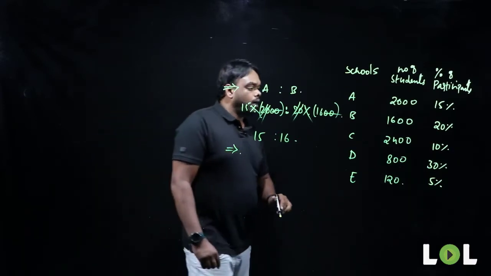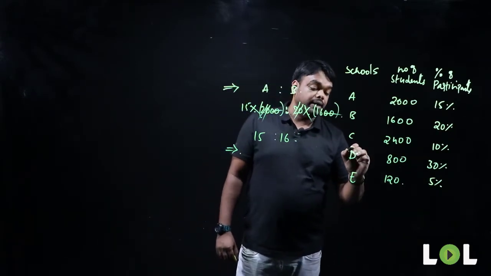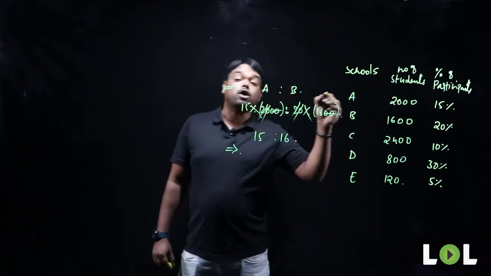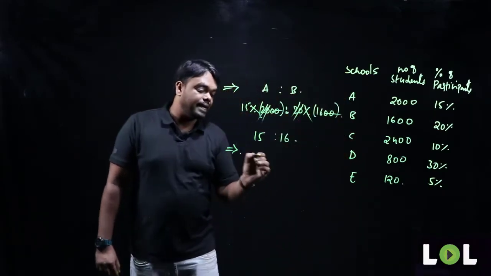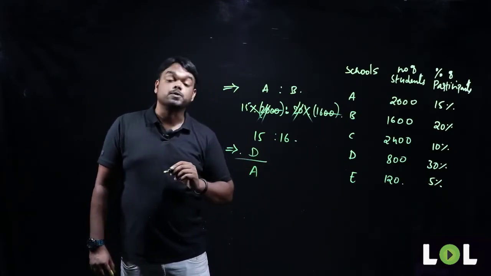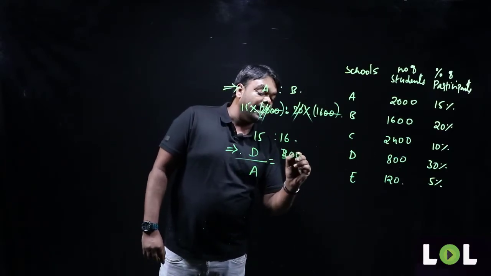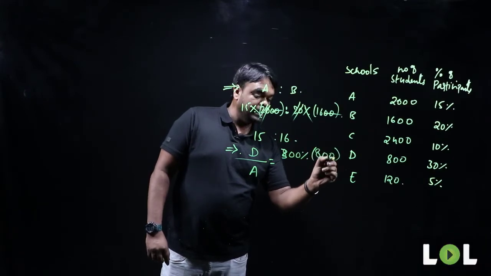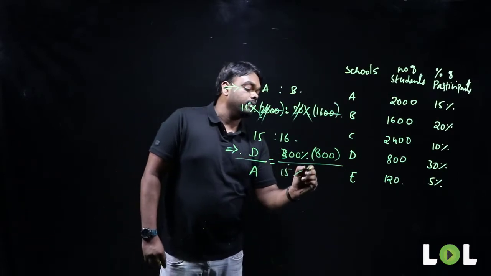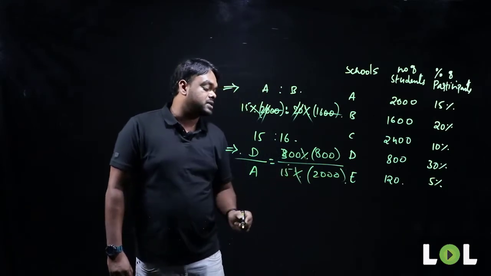So another kind of question that can be asked is something like this. Let us say the number of participants from school D are approximately what percent of the participants of school A? Like the percentage of the participants of D in participants of A. So what should we do? D first: 30% of 800 students are there from D, divided by A, 15% of how much? 2000. So there is only cancellation, the percentage goes.